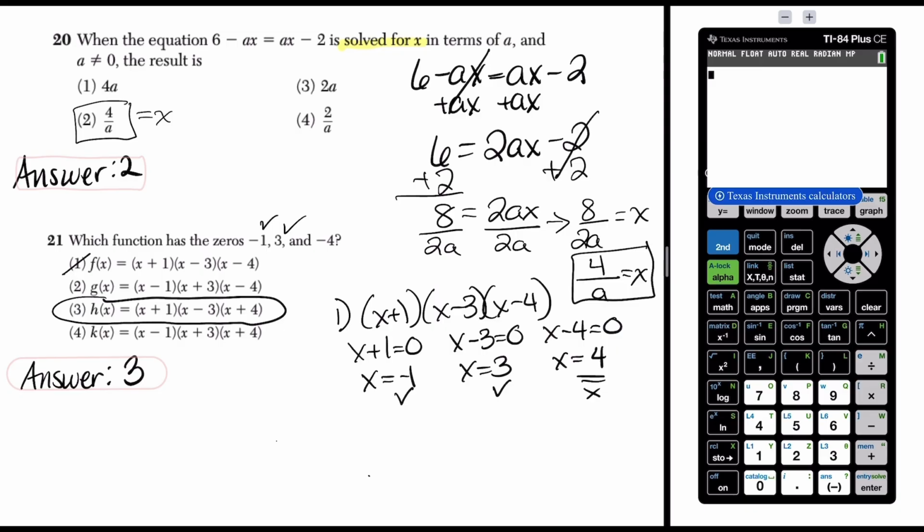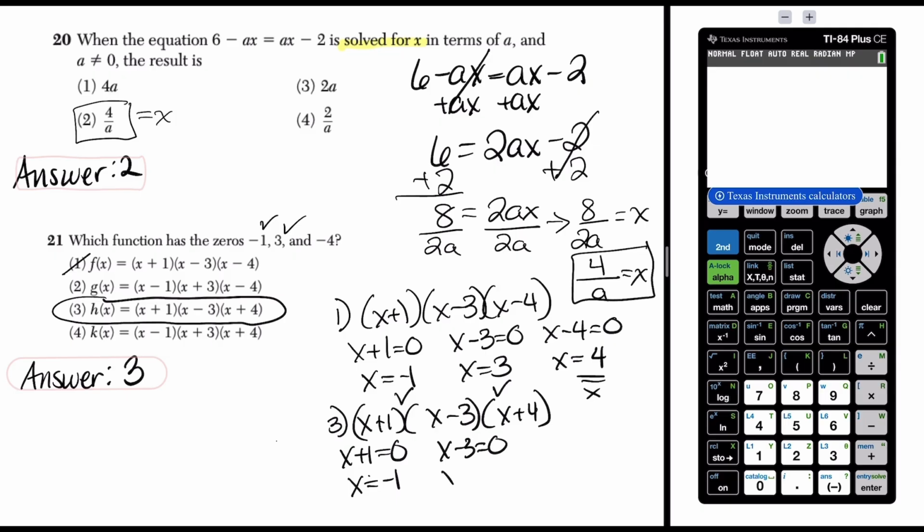I'm going to do one more so you can see it. Let's say I would have picked a third one, which we know is the correct answer. So this one has x plus 1 times x minus 3 times x plus 4. So I would have done the same thing. X plus 1 equals 0. And we're going to subtract 1 on both sides. X minus 3 equals 0. I'm going to add 3 to both sides. And x plus 4 equals 0. Subtract 4 from both sides. And then you would just go back and double check with your work.